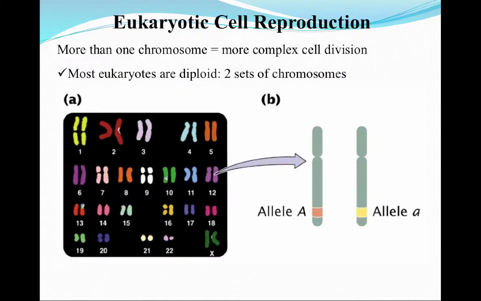Eukaryotic cell reproduction is much more complicated because more than one chromosome is involved. So eukaryotic cells are going to be diploid, meaning that they have two sets of chromosomes. So if you think about this in terms of your own individual chromosomes, for chromosome 1, you're getting one from mom and one from dad, and they're coming together to form a pair. So your set of genomic information will be in a diploid configuration.